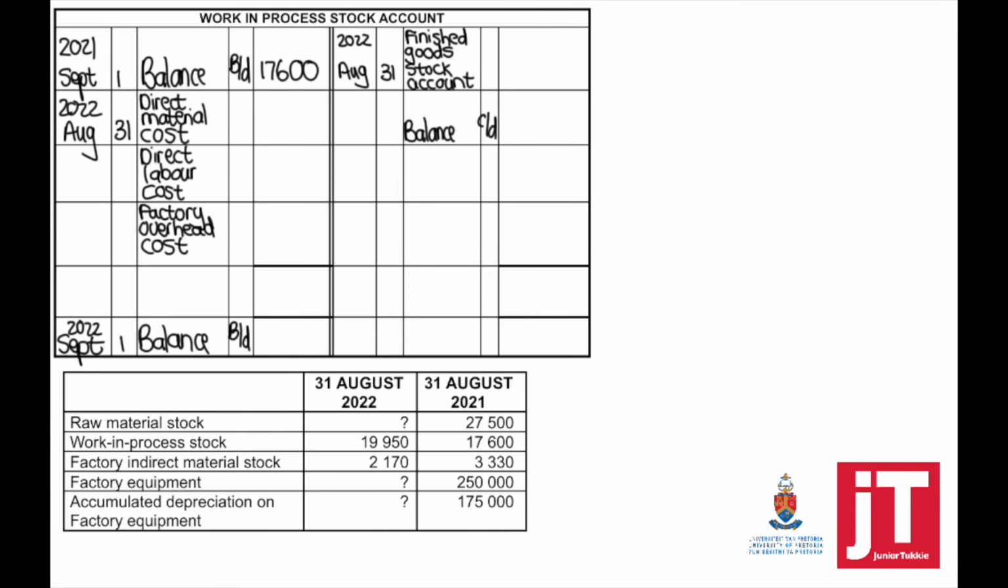And what do we calculate? The cost of finished goods, which is taken to the finished goods stock account. They provided the balance in the beginning and they provided the balance at the end. Next, we need to look at what it is that we can solve.